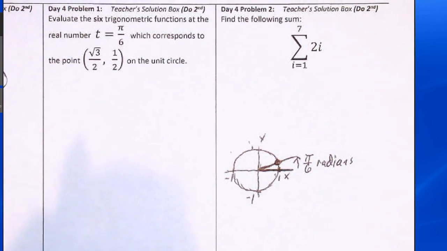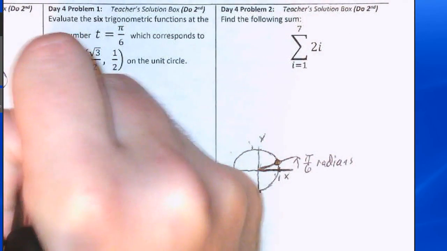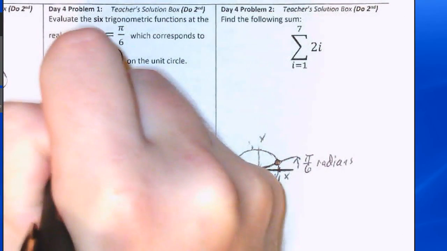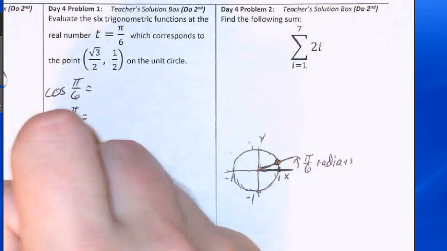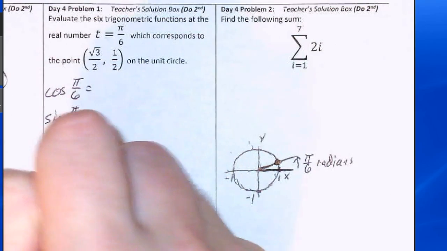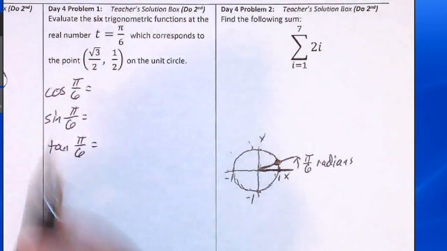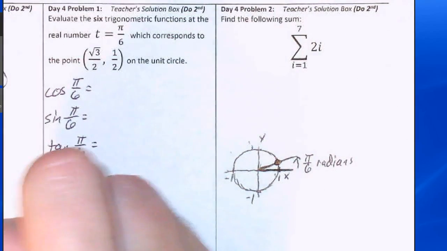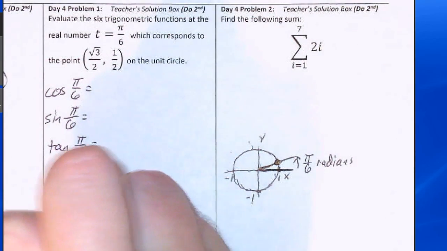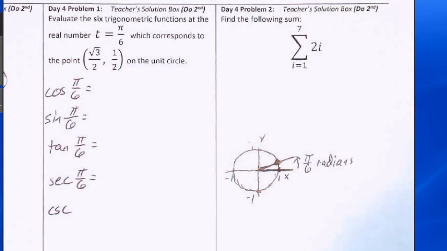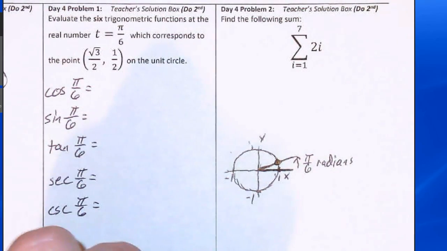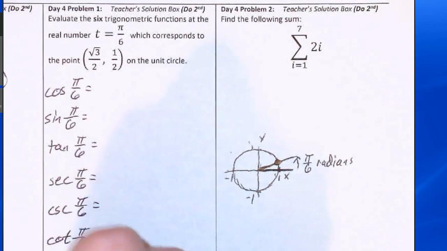This question asks us for the 6 trig functions. They are cosine of pi over 6, sine of pi over 6, tangent of pi over 6, and then the 3 reciprocal functions of these. The reciprocal of cosine is called secant of pi over 6. The reciprocal of sine is cosecant of pi over 6. And the reciprocal of tangent is cotangent of pi over 6. What are all of these values?